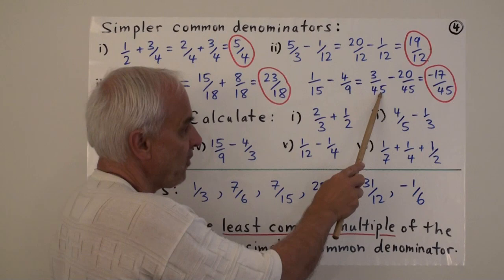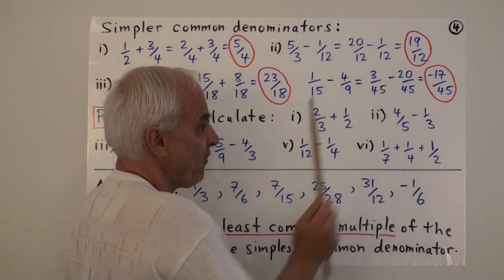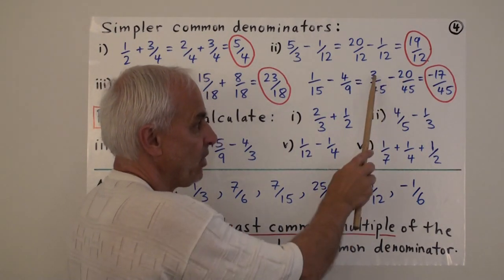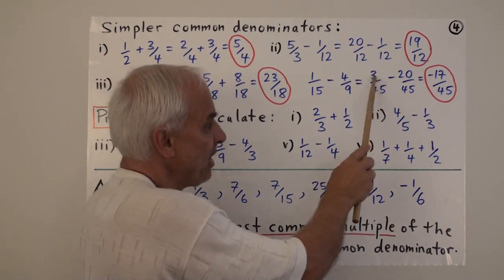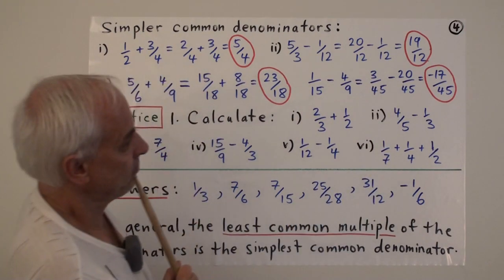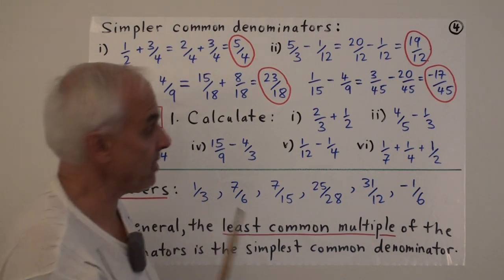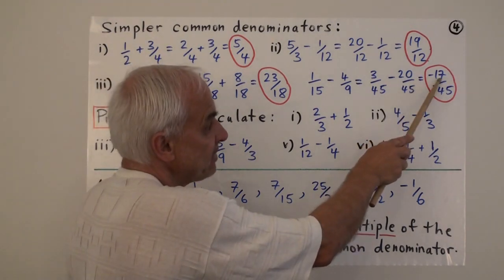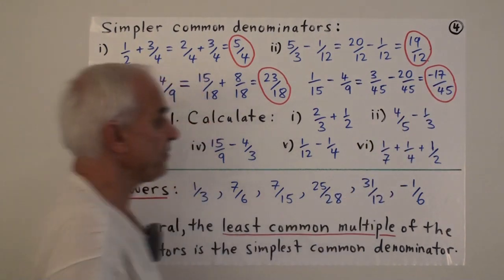Now we have 3 over 45 minus 20 over 45. Then we only have to worry about the numerators. 3 minus 20 is, well, we get a negative number in this case, but that doesn't bother us. Minus 17 over 45.